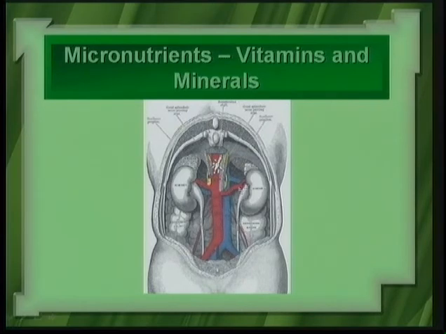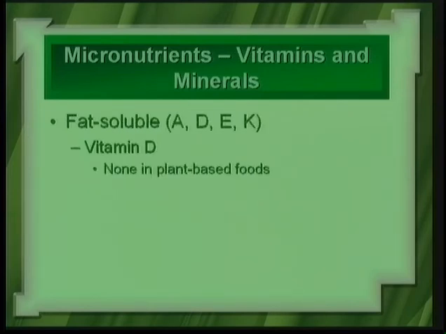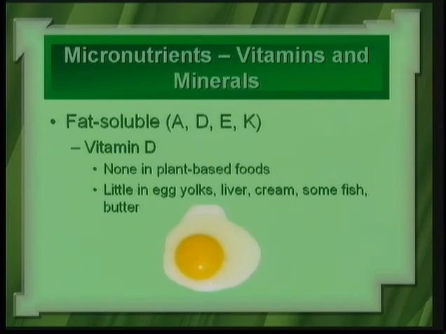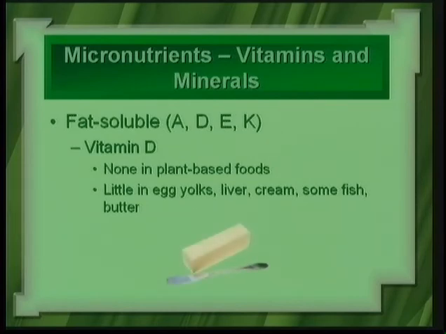Here you have your kidneys. This is like a section through somebody from the back. You have your adrenal glands here and so on. So, vitamin D. There are really no sources of vitamin D in any kind of plant-based foods, but you can make it from going into the sun. You have a little bit in egg yolk, in liver, in cream, some kinds of fish, butter, all these animal sources.